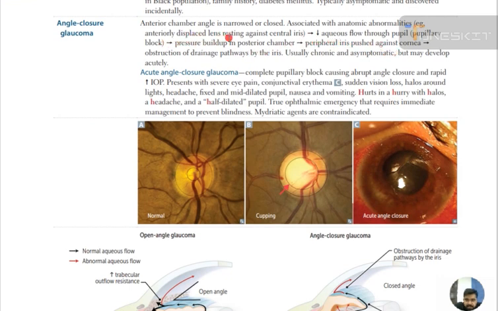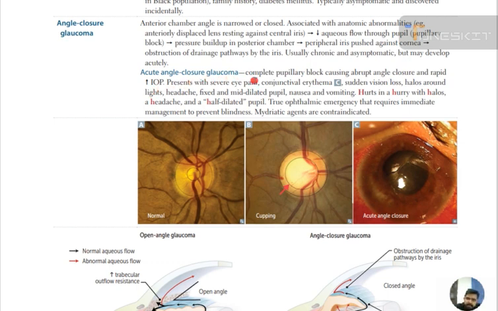Anteriorly displaced lens resting against the central iris, decreased aqueous humor outflow through the pupil, pupillary block, pressure buildup in the posterior chamber, peripheral iris pushed against the cornea, obstruction of the drainage pathway by the iris. Usually chronic and asymptomatic but may develop acutely. Acute angle closure glaucoma: complete pupillary block causing abrupt angle closure and rapid increase in intraocular pressure.